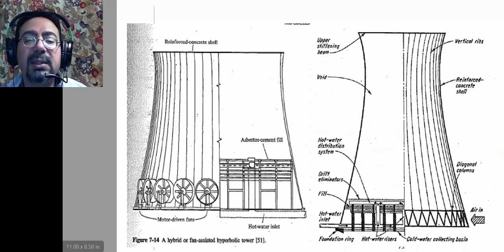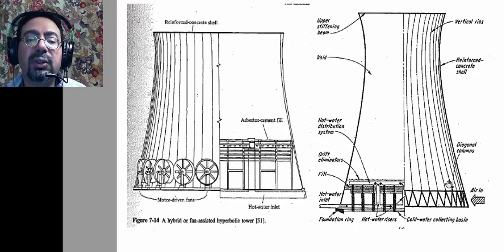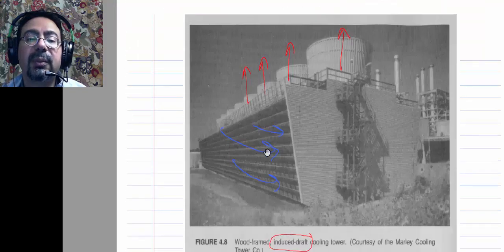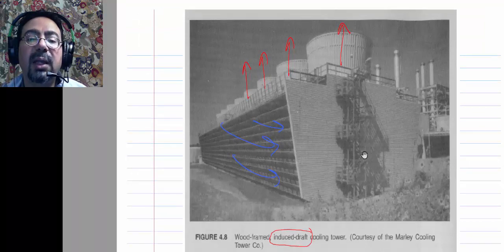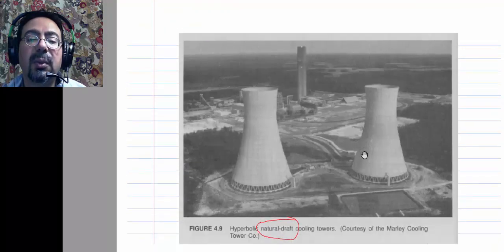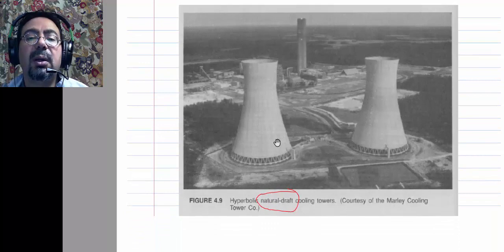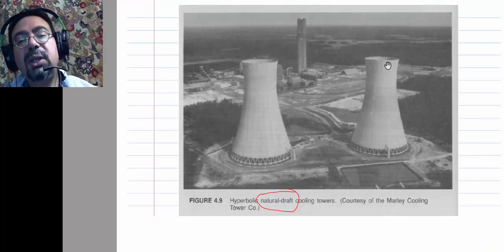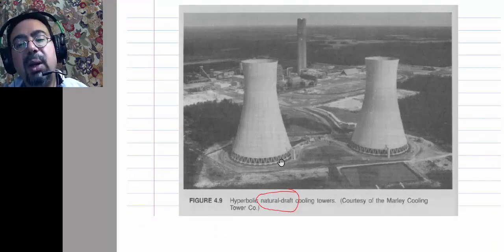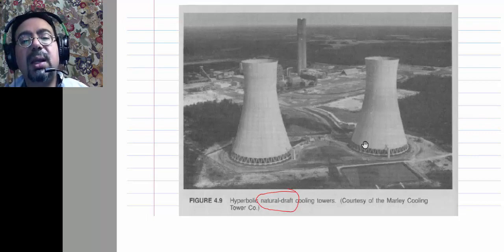So short ones use fans, tall ones use natural convection, right? Air comes in and leaves through the exhaust. Here are the big ones. You always see a nuclear power plant with those big cooling towers, and people think that is the nuclear power plant. No, this is just the cooling tower of the condenser. The power plant itself, the nuclear reactor, is basically over there.